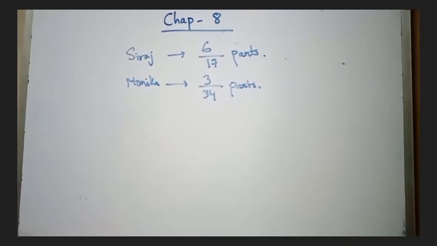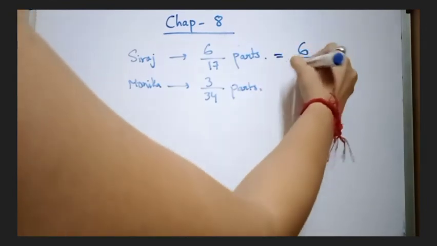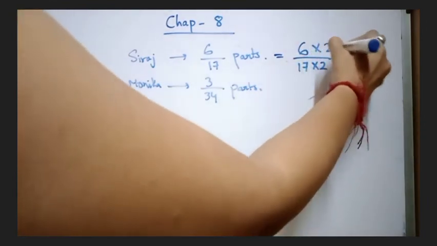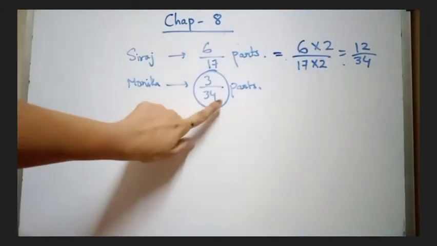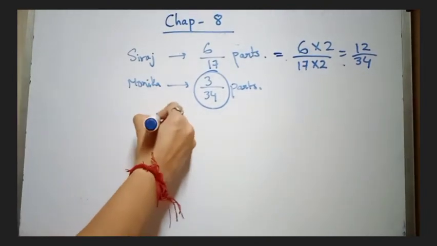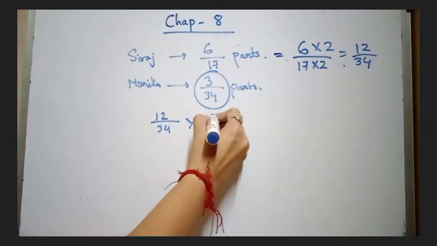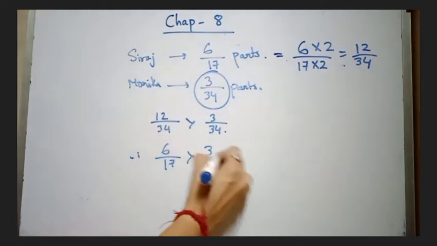To compare the fractions, we have to make the denominators the same for both fractions. Here Siraj's fraction is 6 by 17. Now we can make it 34 by multiplying by 2. That will be 12 by 34. Now this is 3 by 34. Now 34 and 34, both the denominators are the same. As we can see, 12 by 34 is greater than 3 by 34. That is, 6 by 17 is greater than 3 by 34.